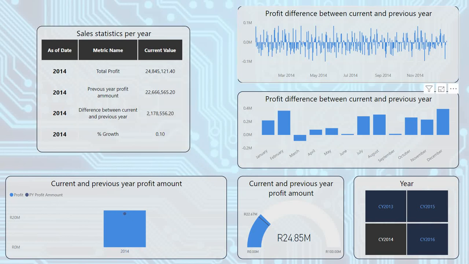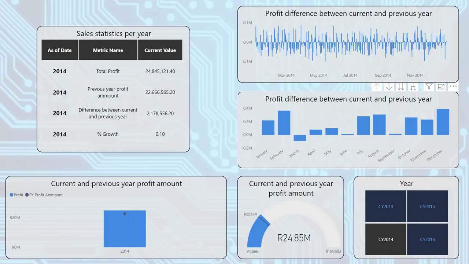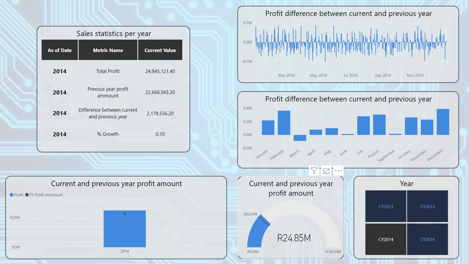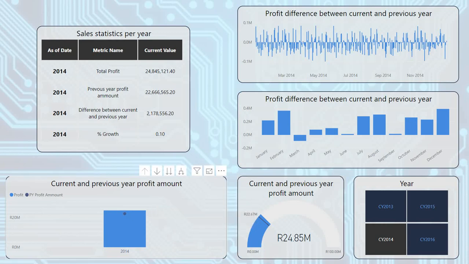On the top visual, we can see the difference between current and previous year profit on a daily level, and for the visual below that, we can see it on a monthly level. And then we also have a gauge here, which shows the amount of profit for the current year, with the target being the amount of profit for the previous year.